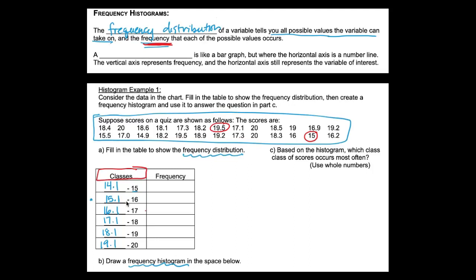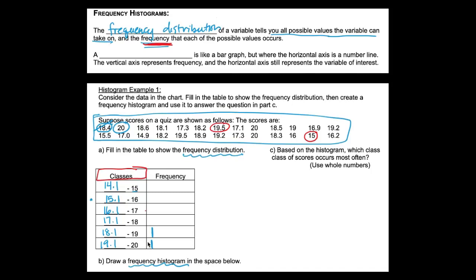And so now that I'm done labeling all my classes, now I'm going to go through and find the frequency. How many numbers are in each class? And so I could go through each class one at a time, but that to me takes a little bit longer. So what I like to do is go through the scores one at a time and ask myself, what class does that score belong in? So if I start with this first score, 18.4, and I look down my list, well, that's between 18.1 and 19. So I'm just going to use tally marks and put a tally mark there. And then I cross it off. And then I go to the next one, 20. Well, that's in the very last class. So I put a tally mark there.